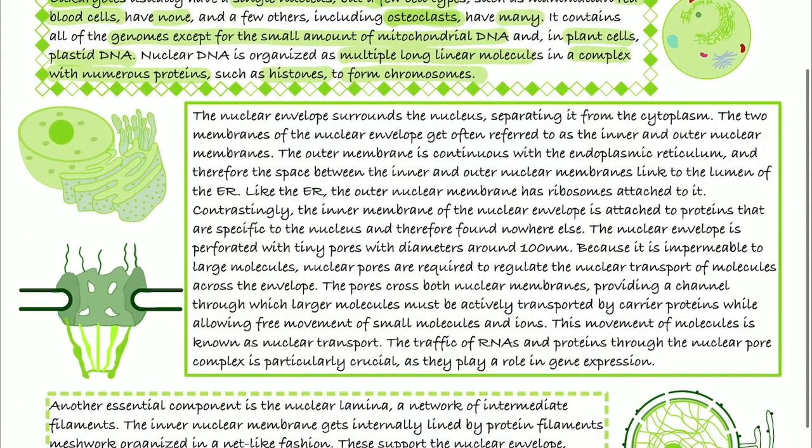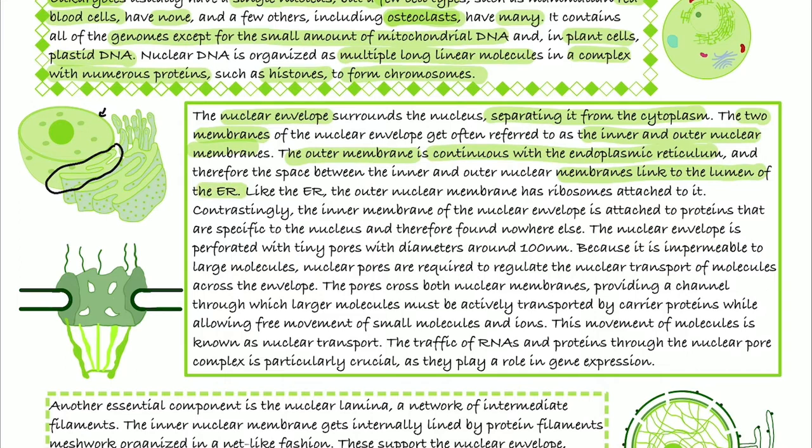Now, the nucleus is surrounded by the so-called nuclear envelope, separating it from the cytoplasm. We have actually two membranes, the inner and the outer one. The outer one is continuous with the endoplasmic reticulum, and therefore the space between the inner and the outer nuclear membrane links to the lumen of the ER. And like the ER, we have ribosomes attached to the outer membrane. If you want to know more about the ER, a video is linked above.